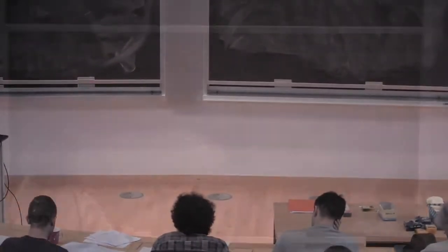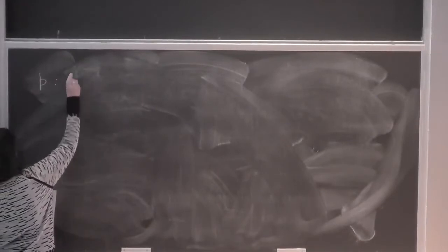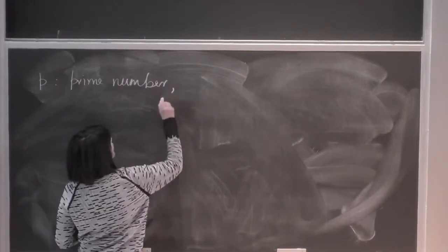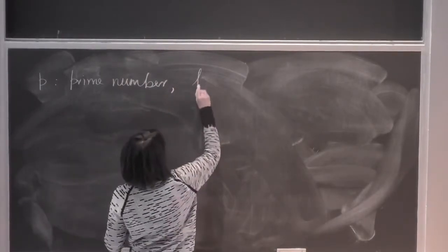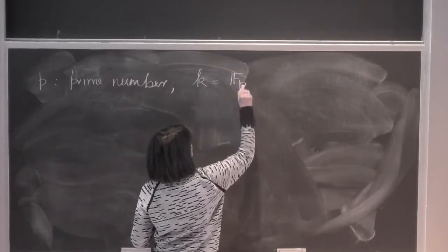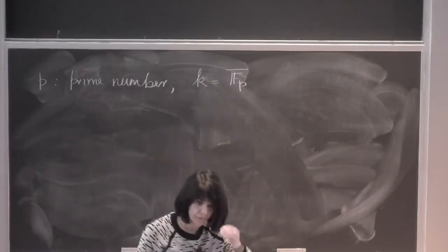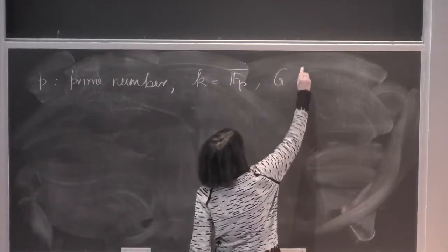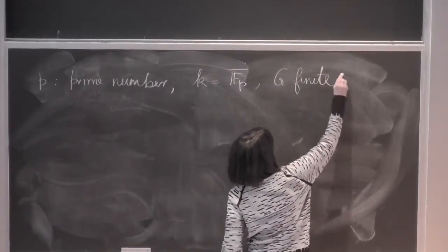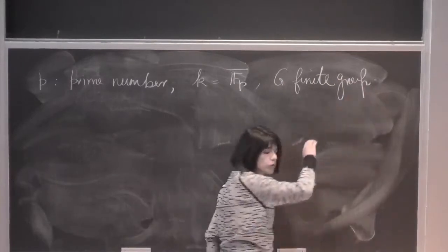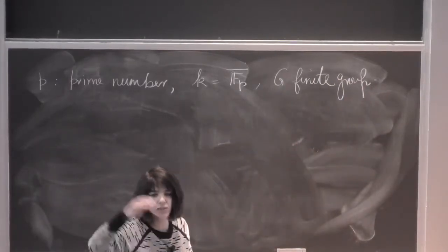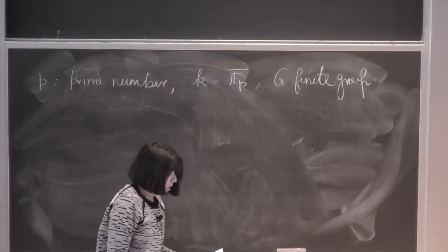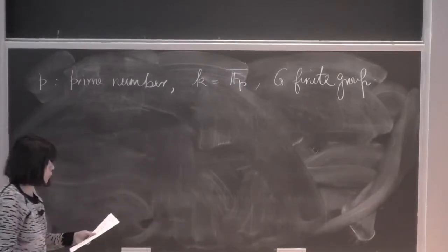So p, as last time, will be a prime number. And for the most part today, I think possibly totally, I will just do things over the field of characteristic p. So I'm going to fix an algebraic closure k of F_p, and G will be a finite group. Okay, so mostly when I say block, I will mean a block of kG, even though in the background it's good to remember that there are these blocks in characteristic 0. But for today, this is going to be at the forefront.